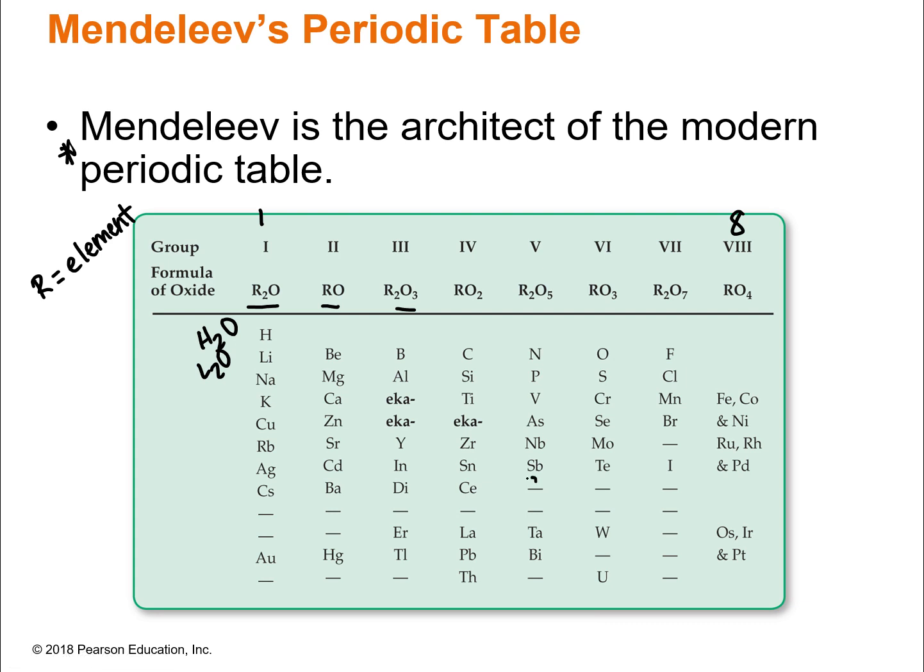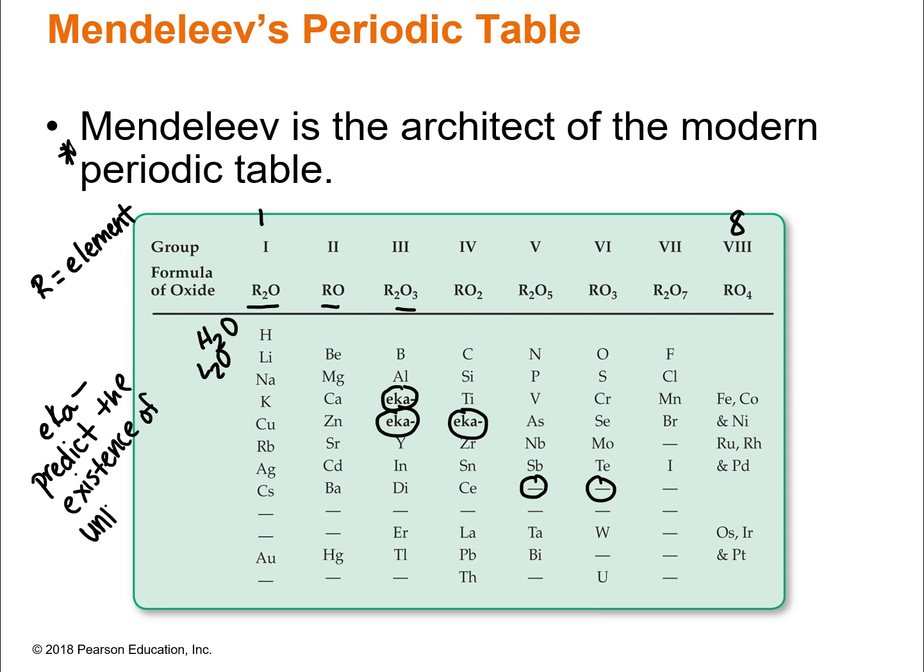You notice that there are some dashes here, and there are some eka things here. These are areas where the eka areas are where Mendeleev was able to predict the existence of unknown elements. So his periodic table was able to predict, hey, you know, there should be some other elements here. We just don't know about them yet.